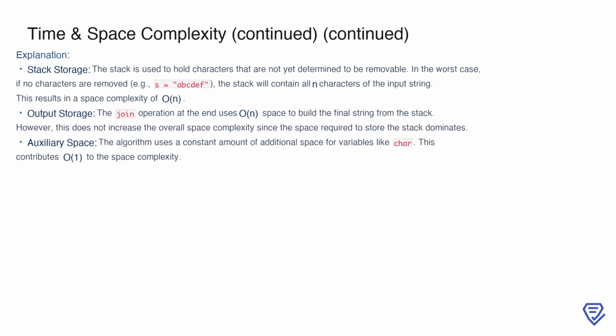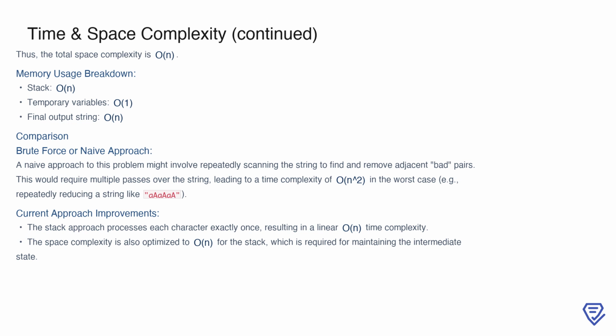Additionally, the space complexity of O(n) arises from the stack, which stores characters that are not immediately removable. The final output string, created using the join operation, also requires O(n) space, but this does not change the overall space complexity, as the stack is the dominant factor. Similarly, in the average case, the input string undergoes partial reductions, but the total operations remain proportional to n. The total space complexity of the algorithm is O(n).